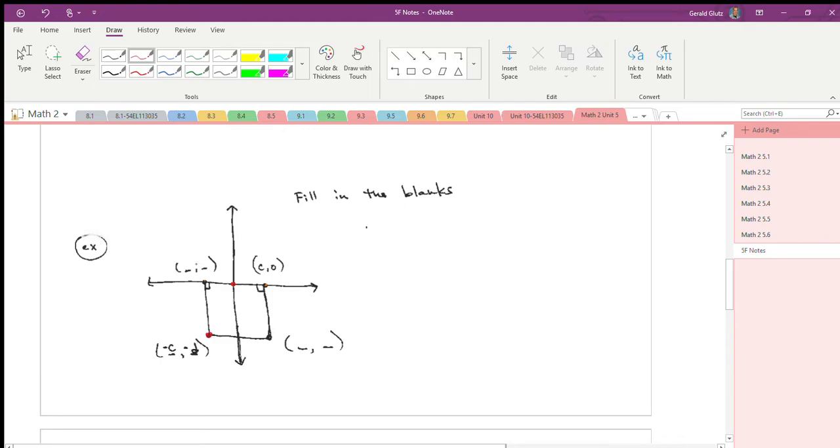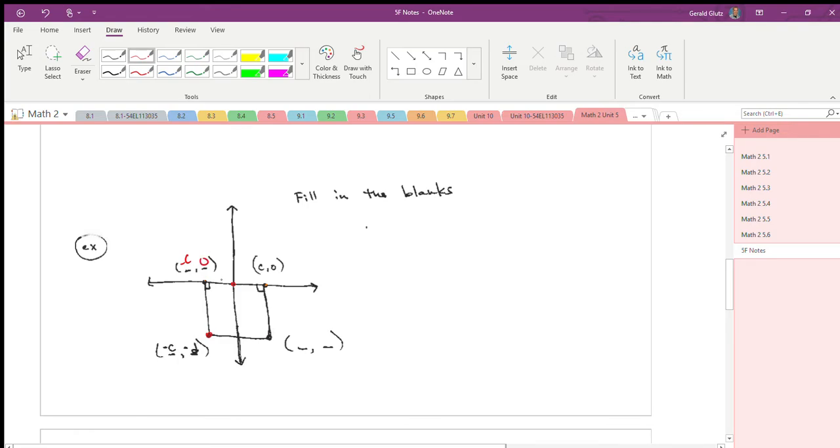So if I want to know what this point is here, how far left did we go? Well, the same distance left as this one, because these are the same distance left. So if this is negative c, this will also be negative c. How far up or down do we go? We didn't move up or down, so this will be 0.